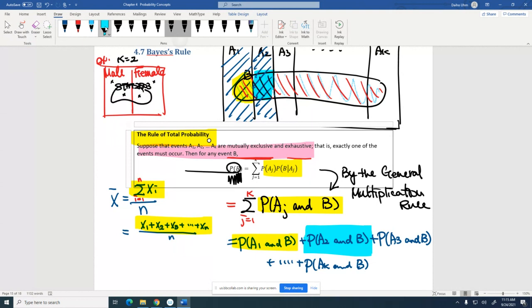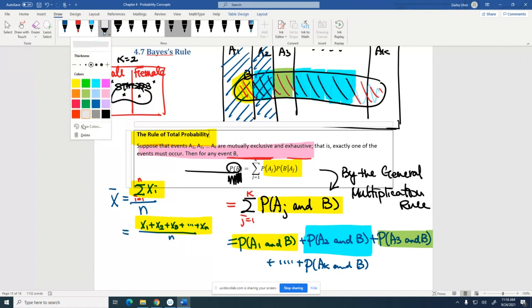So when I take the probability of A3 and B, that is here. Next one will be here. And next one will be there. Next one will be there. Next one will be there. Who will be the last one? Ak and B. That must be the last one. It's good, right?